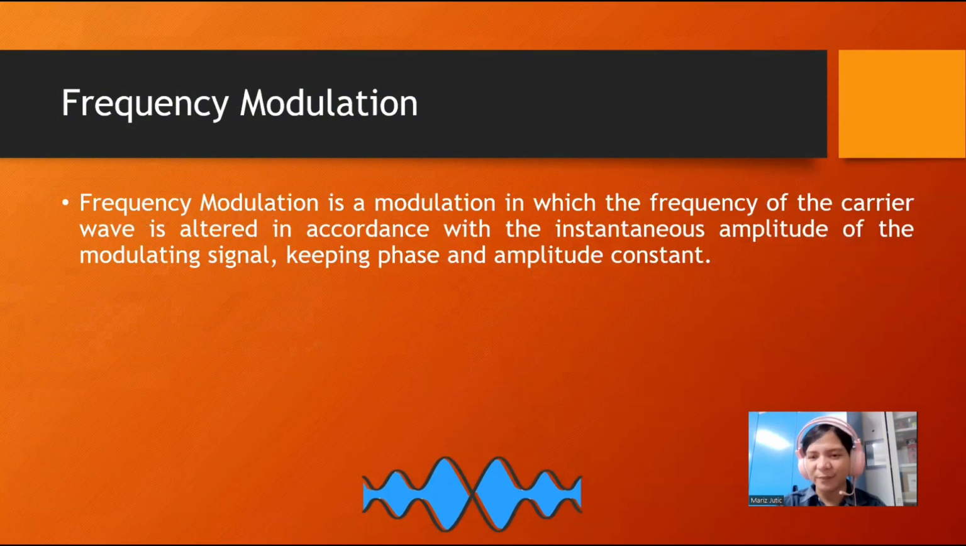Then what is frequency modulation? Frequency modulation is a modulation in which the frequency of the carrier wave is altered in accordance with the instantaneous amplitude of the modulating signal, keeping phase and amplitude constant. It means it varies the frequency of the carrier in proportion to the message or data signal while maintaining the other parameters constant.